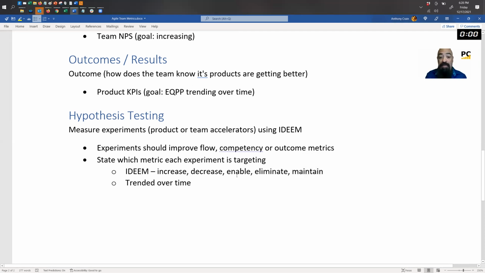Anyway, my time box is up. I'm going to do a separate video on EQPP and a separate video on IDEAM, just getting you here. So if you want to learn more, either read those articles or look for those upcoming videos. And that's my time.